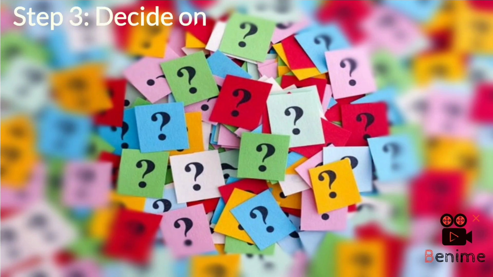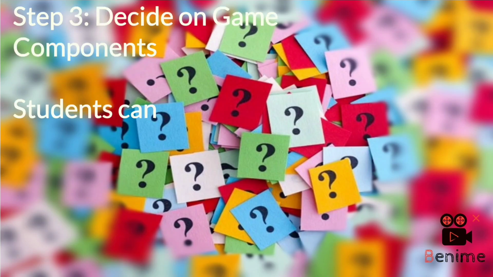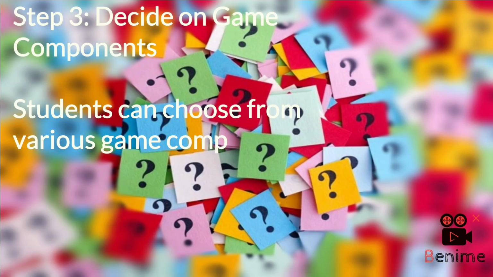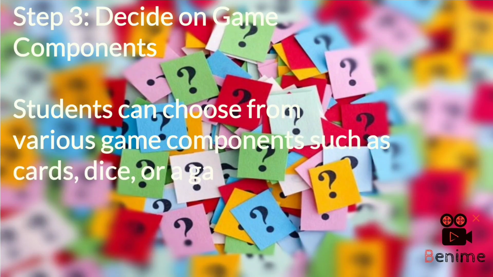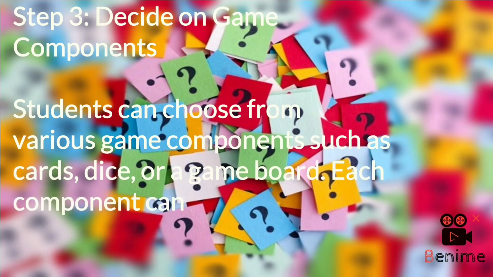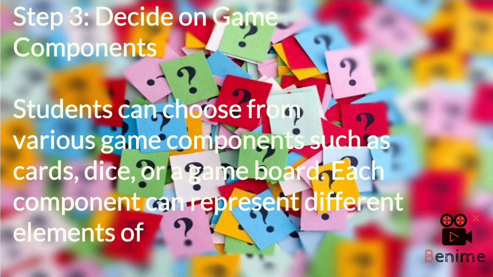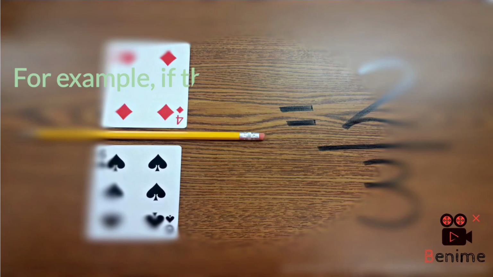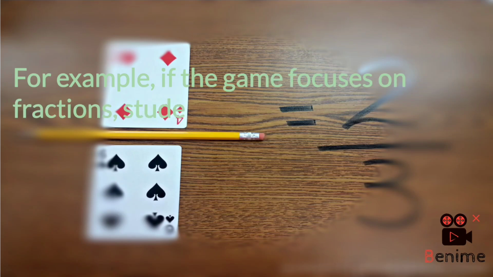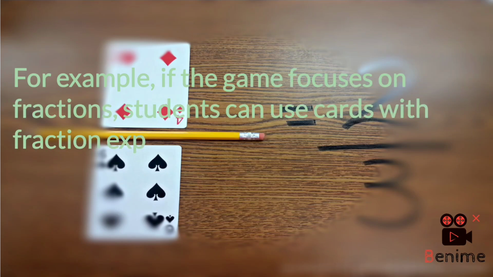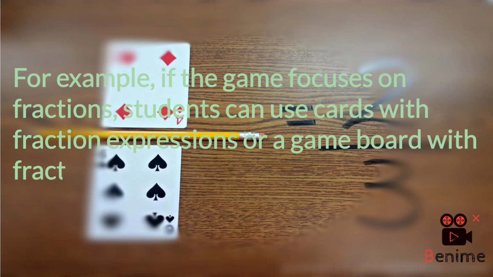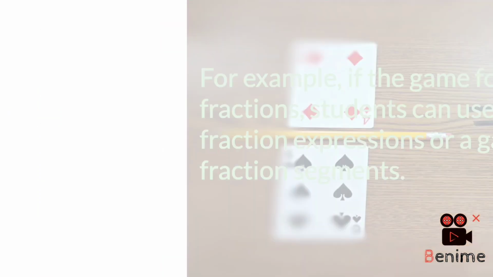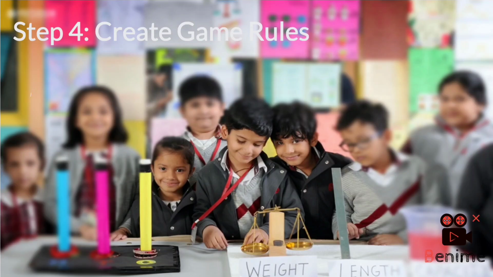Step 3. Decide on game components. Students can choose from various game components such as cards, dice, or a game board. Each component can represent different elements of the math concept chosen. For example, if the game focuses on fractions, students can use cards with fraction expressions or a game board with fraction segments.